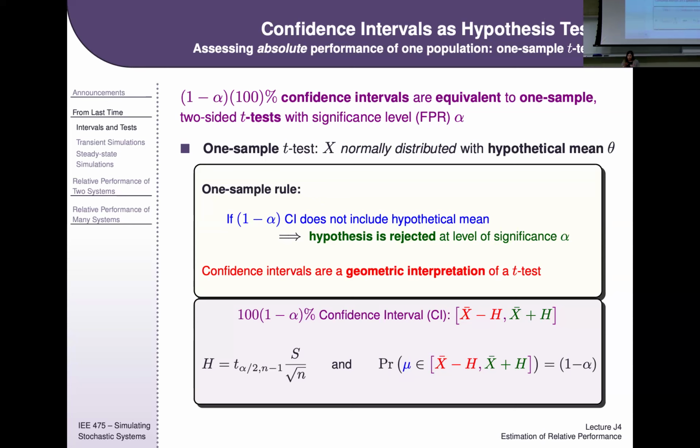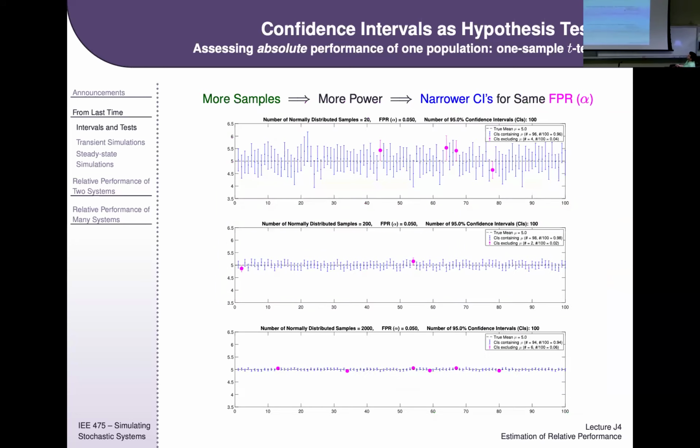And so the one sample rule is that if the confidence interval does not include the mean, we reject it. Otherwise, fail to reject. So that's all that we're summarizing down here. It's a review from last time.